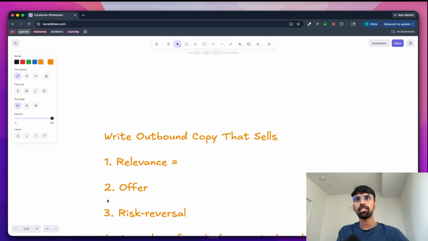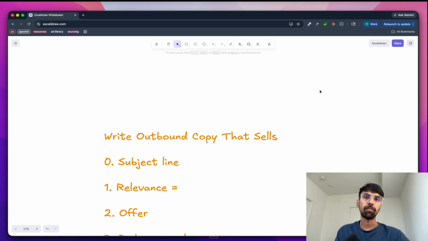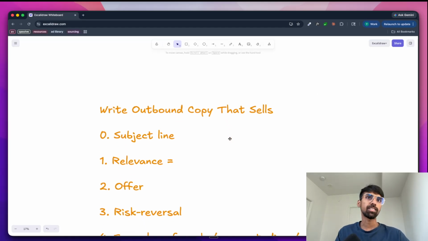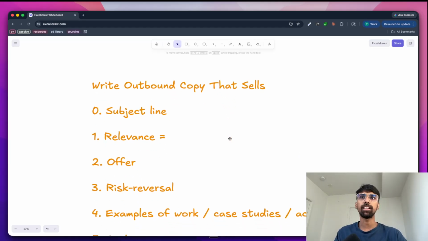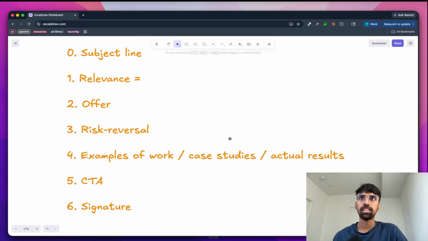There's another part that I could probably call the zeroth part, which is the subject line. But we will keep the subject line for the last. I think we'll get a lot of ideas about how to write a subject line that actually converts better, with more people actually opening your email and reading your email. But that will be after we go over the actual email copy that sells.